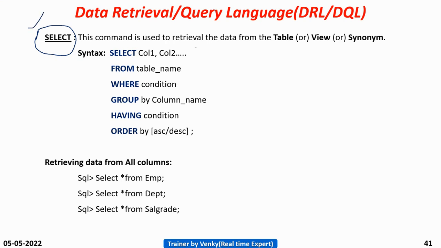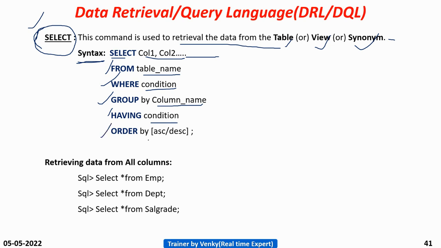There is a select command. This command is used to retrieve data from a table or view or synonym and so on. The syntax is: select column1, column2, the list of columns you need to retrieve, then from clause with the table name, then where clause with a condition, then group by clause with a column name, then having clause with a condition, then order by clause, ascending or descending.